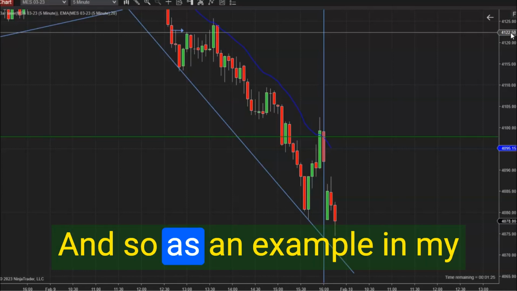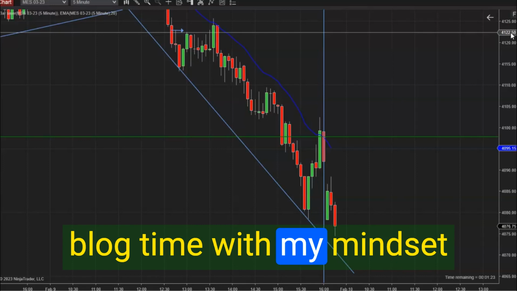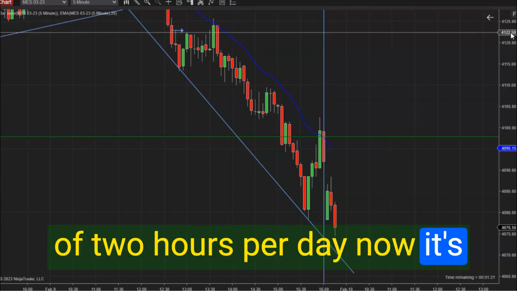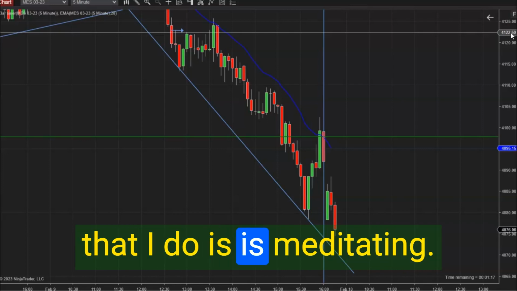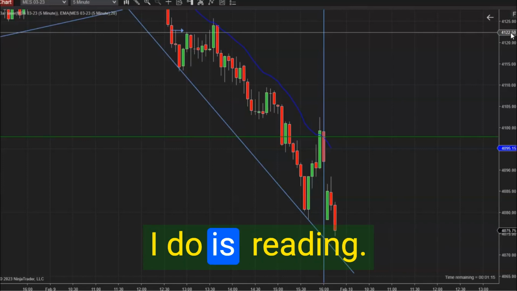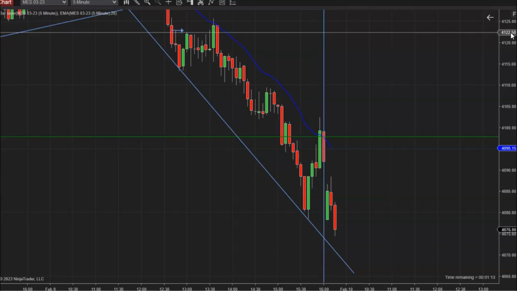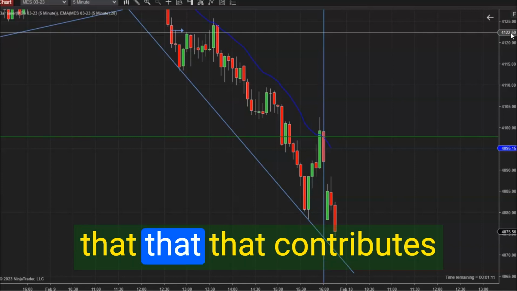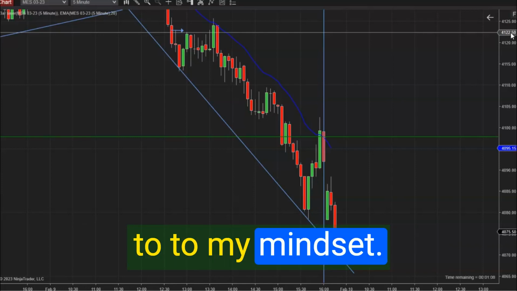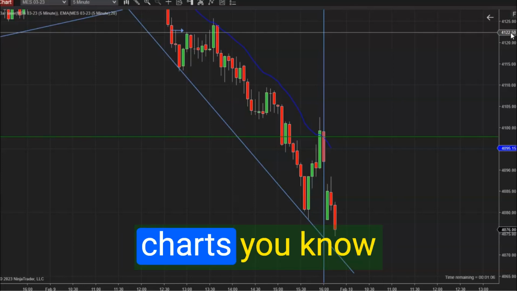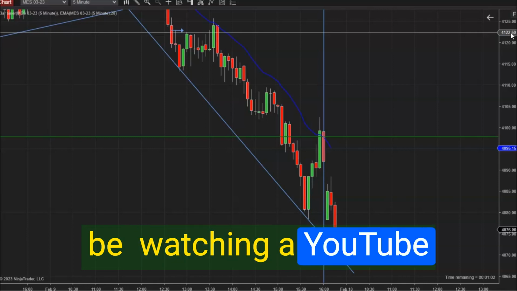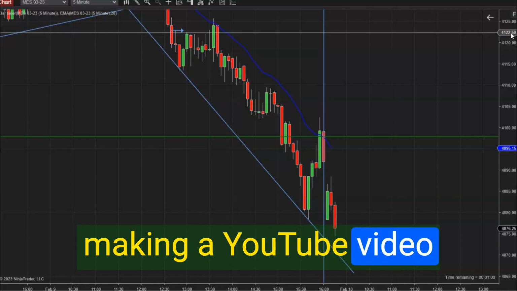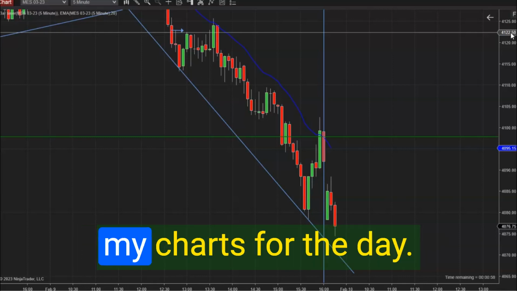And so, as an example, in my block time with my mindset of 2 hours per day, now it's not all together, it's spread out throughout the day, but some of the things that I do is meditating. Other things that I do is reading, going for walks. That contributes to my mindset. And then studying charts. That could be watching a YouTube video, making a YouTube video, or reviewing my charts for the day.